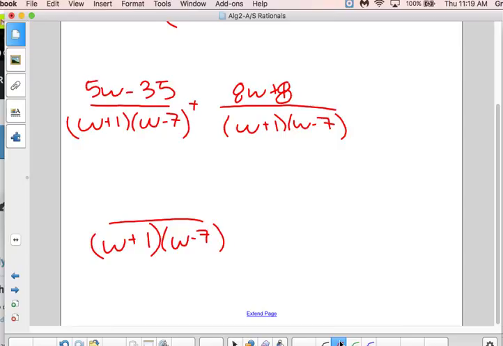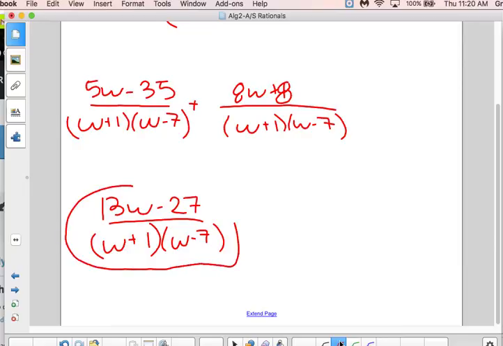W's, how many? 13. Negative 35 plus 8. Positive or negative 27? Negative 27. And then to simplify this, what should we look for first? Factoring. Can you factor 13W minus 27? No. Nothing can come out, so you're just done right there.